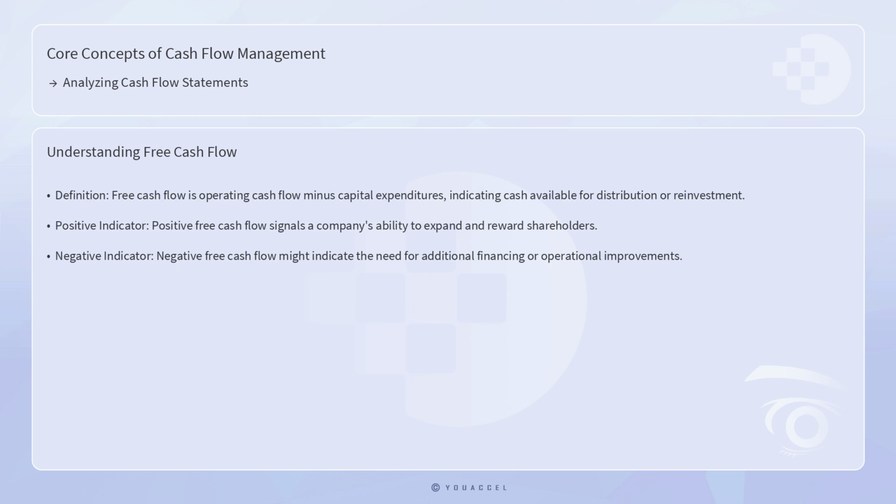Free cash flow, defined as operating cash flow minus capital expenditures, represents the cash available for distribution to shareholders or reinvestment in the business after accounting for necessary capital investments. Positive free cash flow signals that a company can fund its expansion and reward its shareholders, while negative free cash flow might indicate the need for additional financing or operational improvements.